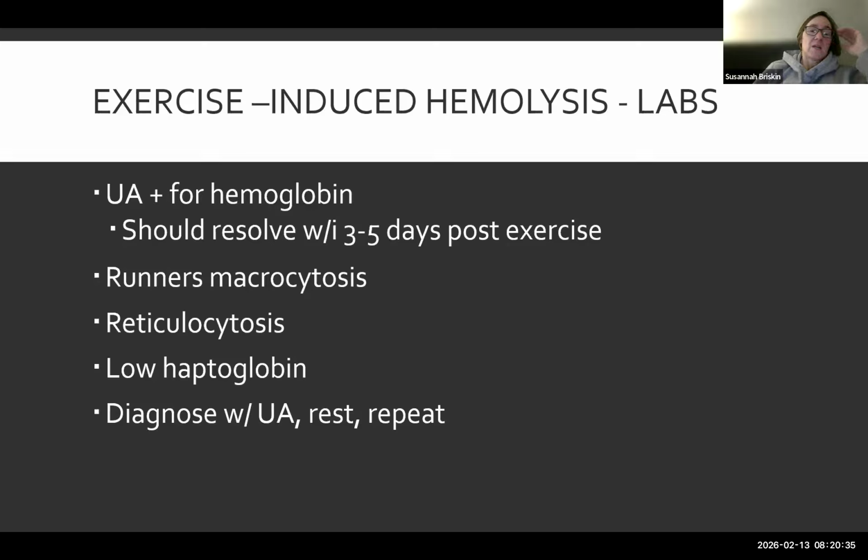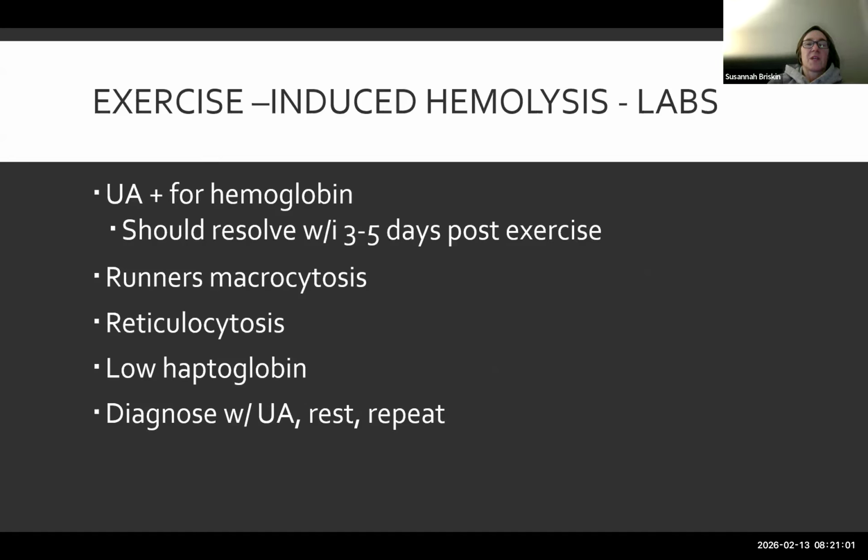Typically, you do a UA, and if somebody's positive for hemoglobin, and they have a little bit of macrocytosis and their reticulocyte count is up, which is another good lab to run, you should feel pretty comfortable that's what's going on. Some people will make individuals rest for 4 to 5 days and then repeat labs. If things look good, then it makes you feel a whole lot better. That's kind of what you're dealing with.